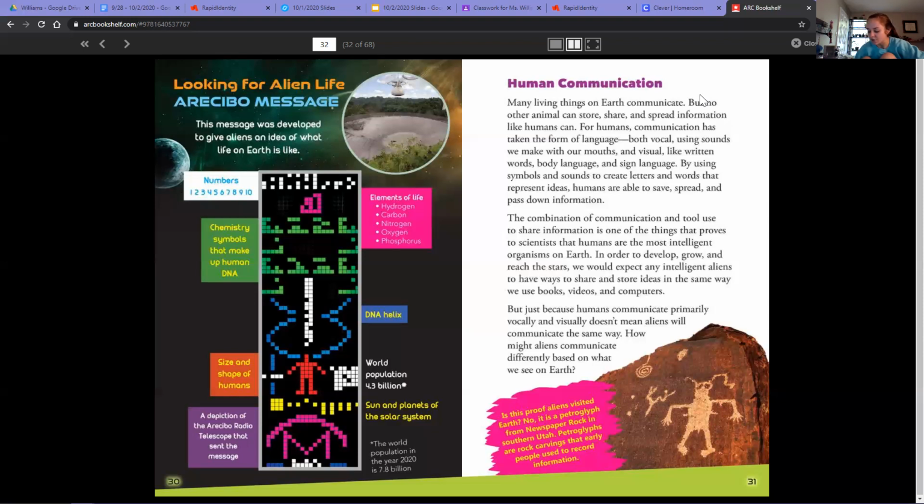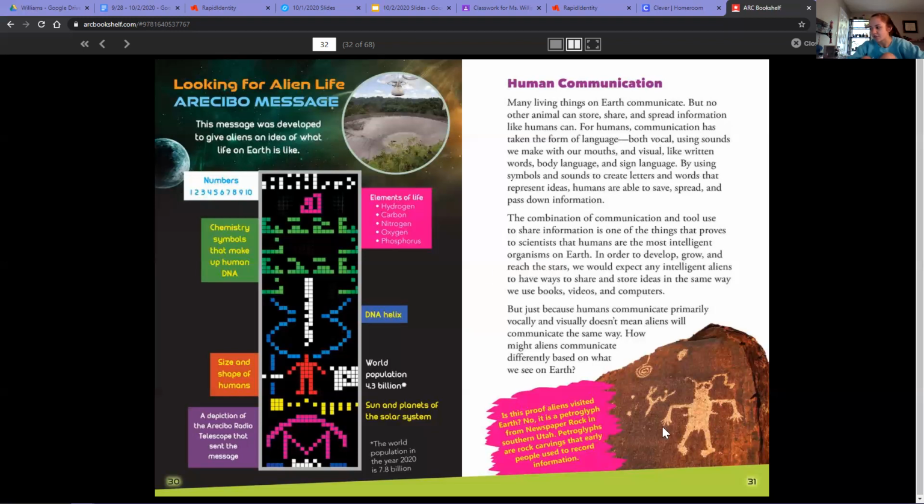In order to develop, grow, and reach the stars, we would expect any intelligent aliens to have ways to share and store ideas in the same way that we use books, videos, and computers. But just because human communication is primarily vocal and visual doesn't mean that aliens will communicate the same way. How might aliens communicate differently based on what we see on Earth?